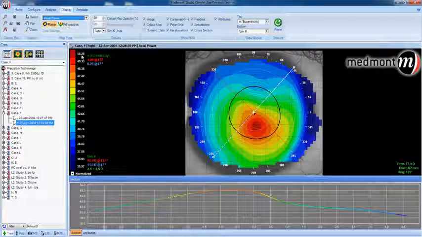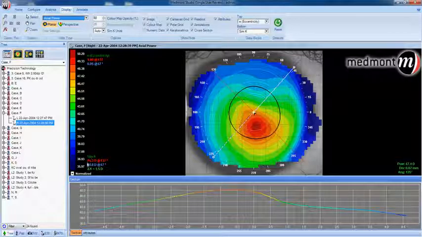How do we determine that this is a diseased eye? We look at the simulated K readings and we see a fairly normal, although slightly steeper, flat K, 44.8. This would not be indicative of keratoconus. Certainly the 1.5 diopters of corneal astigmatism would not be indicative of keratoconus.